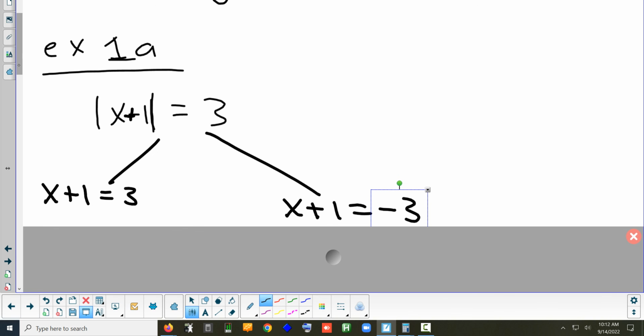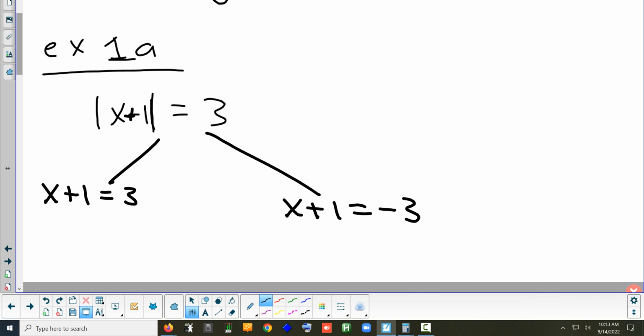The first problem is exactly the same as the original, except you don't put the bars. So now, if you didn't copy the example down, you want to write that down. The second one is the same as the original, except we don't have the bars, and we make the number on the other side a negative. And now, we solve each problem.